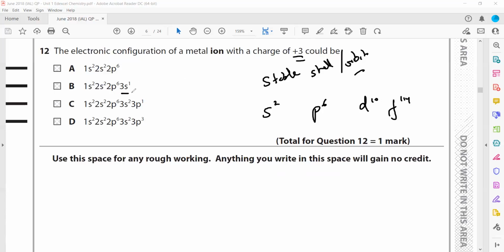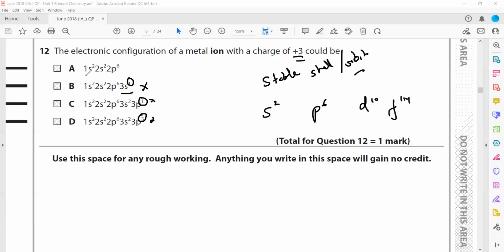These ions like 3s1, it is not correct. Why? Because the ion can form, but it won't be stable. Whenever atoms lose electrons, they turn into ions and they gain stability. How do they gain stability? By completing the orbitals. So here 3s1 is half filled, not too stable. 3p1 again, not too stable. 3p3 is stable but not too stable.